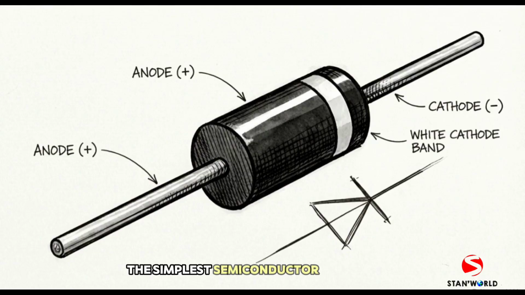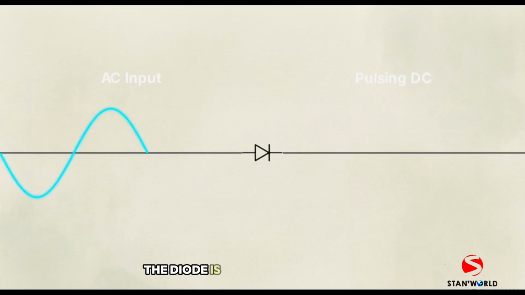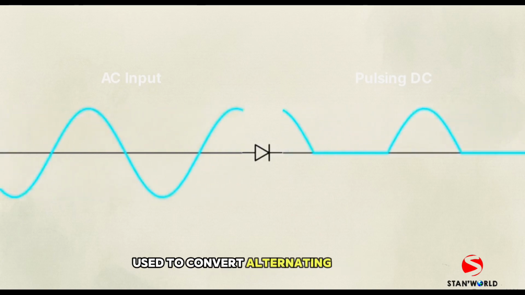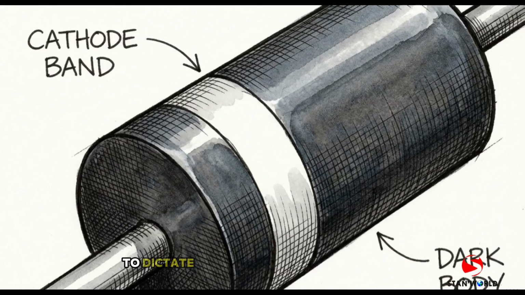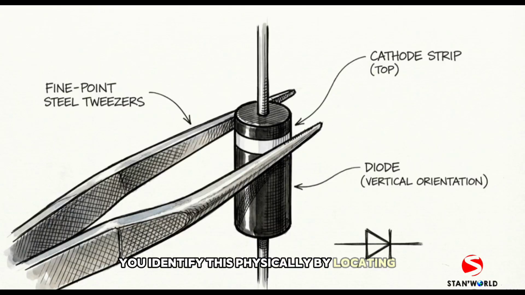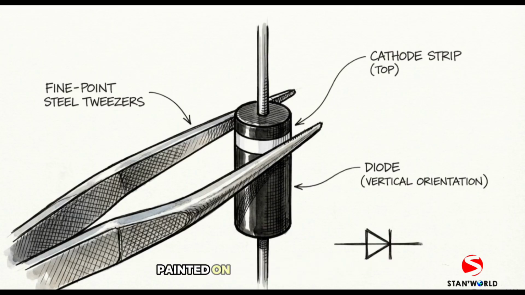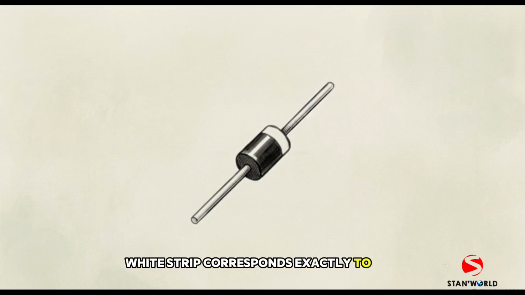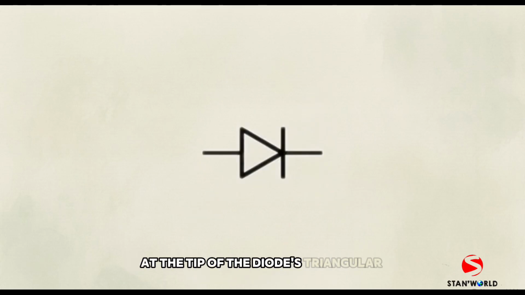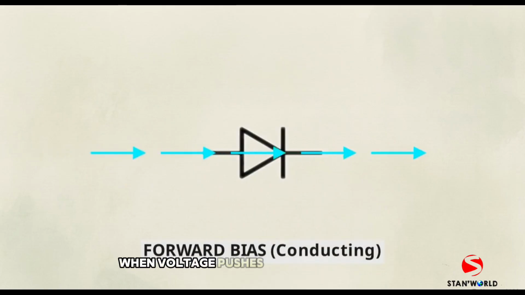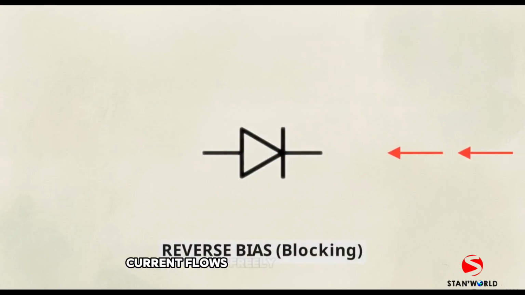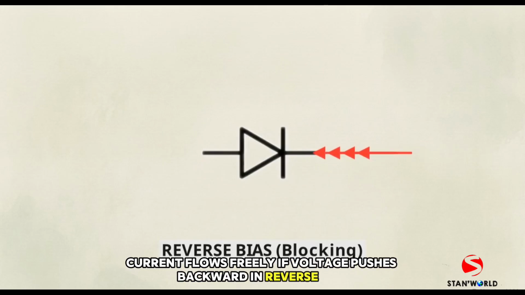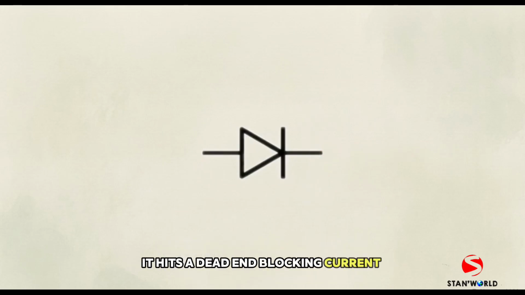The simplest semiconductor is the diode. Acting as a strict one-way valve for electrons, the diode is the crucial component used to convert alternating current into direct current. To dictate flow, a diode requires perfect orientation. You identify this physically by locating a solid white cathode strip painted on one end of its black cylindrical body. That physical white strip corresponds exactly to the vertical barrier line at the tip of the diode's triangular schematic symbol. When voltage pushes forward in forward bias, current flows freely. If voltage pushes backward in reverse bias, it hits a dead end, blocking current entirely.